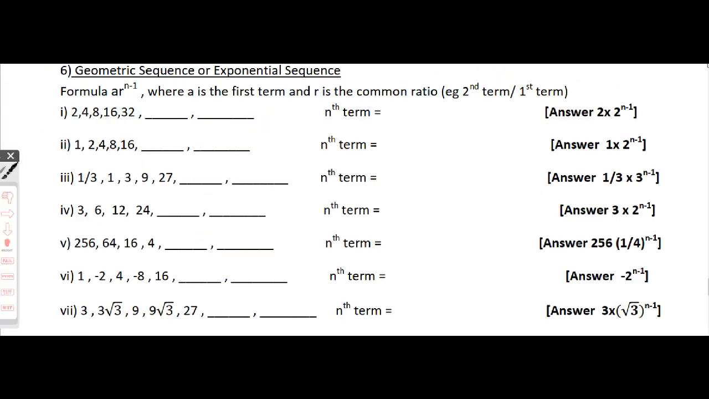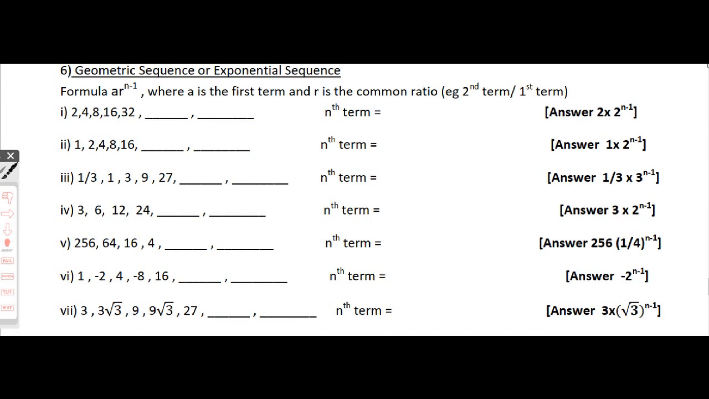Alright, I'm discussing sequence 6 first, because that's easier to understand and teach. So we'll do 6 and 7 first, and then we'll go back to 5. Alright, so geometric sequence or exponential sequence.